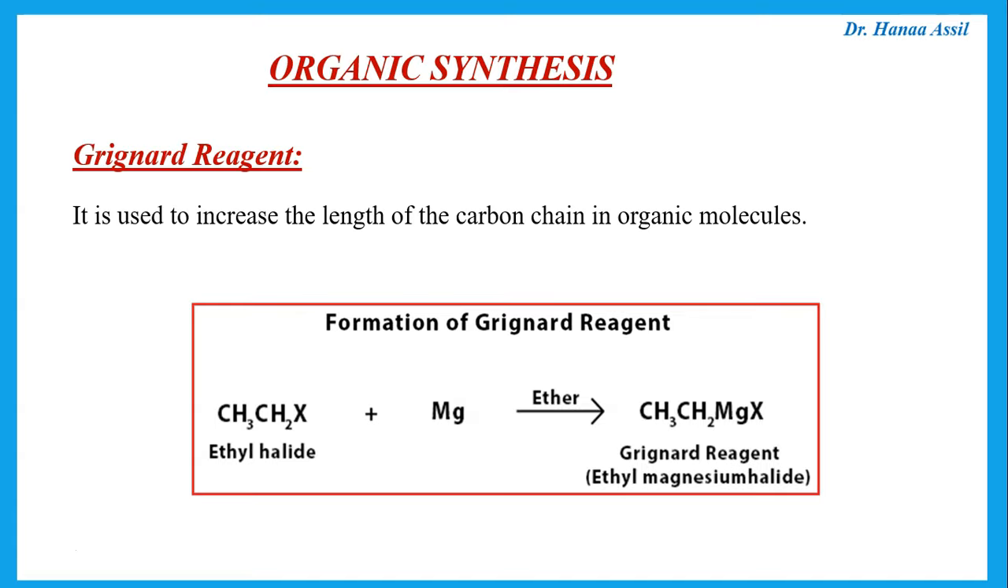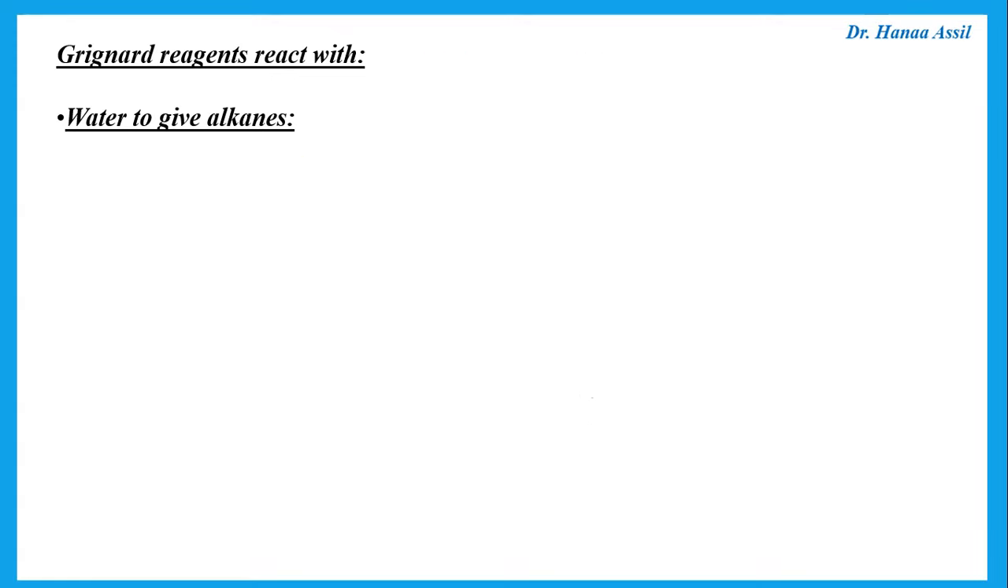It's from magnesium reacting with an alkyl halide. That would give what we call Grignard reagent. This reaction is done in presence of ether. Now, I can take this and react it with other molecules to prepare certain compounds.